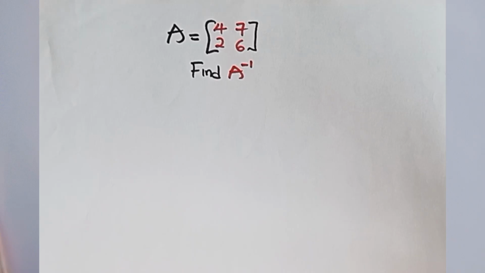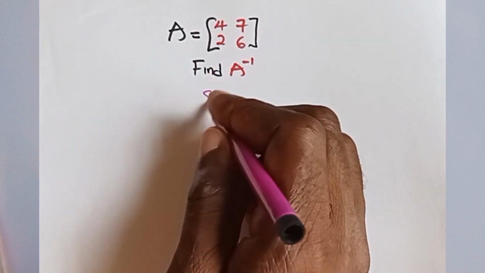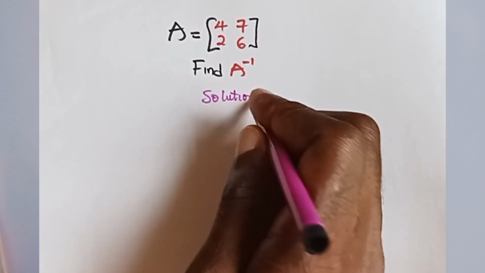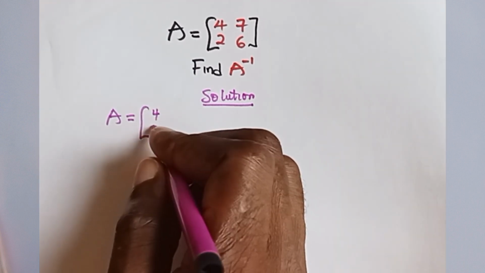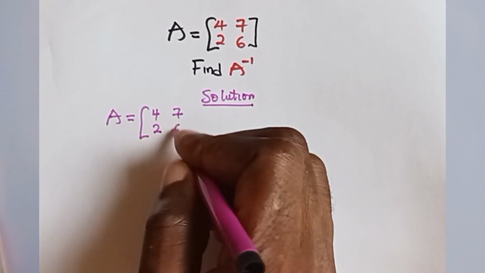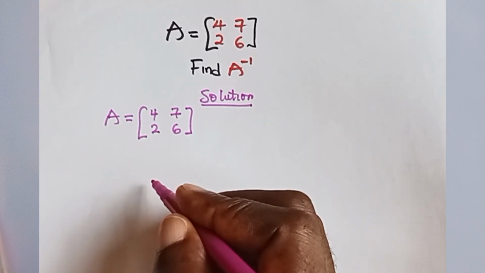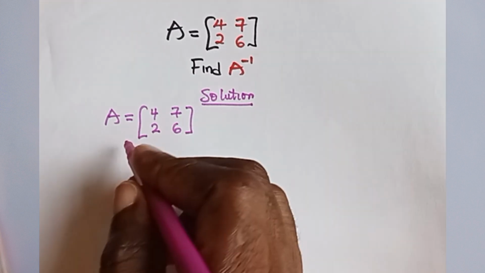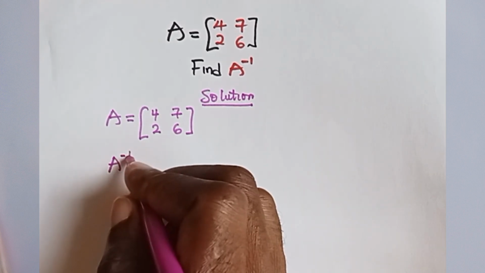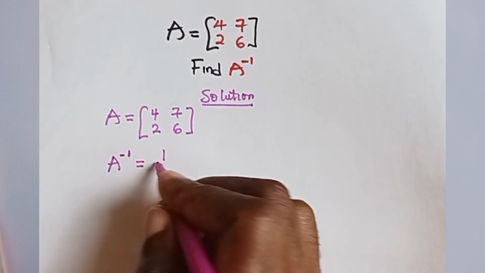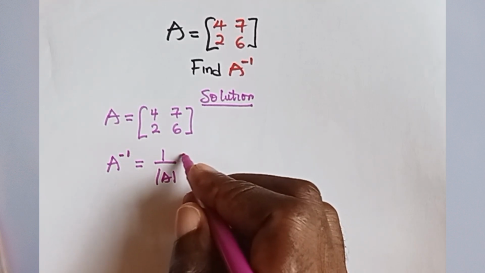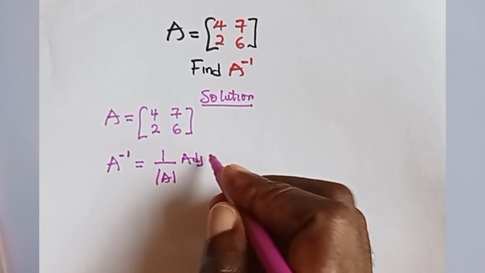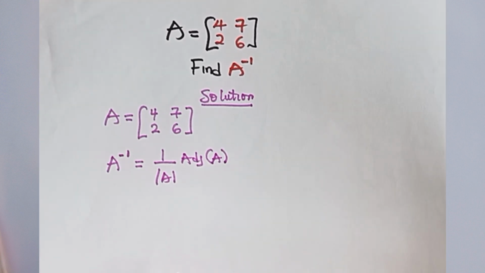Now let's look at another example here. Solution. Our matrix is 4, 2, 7, and 6. And then we know that for us to find the inverse of this matrix, what we need to check first is if this is invertible. That is, we have to be sure that our determinant is not equal to 0.